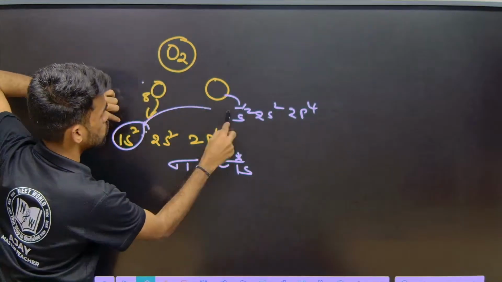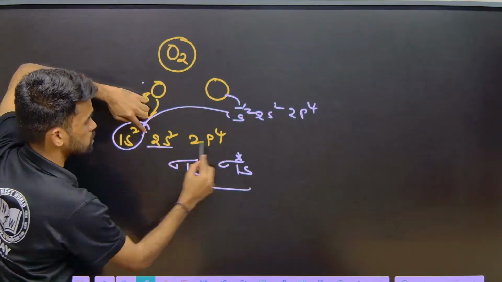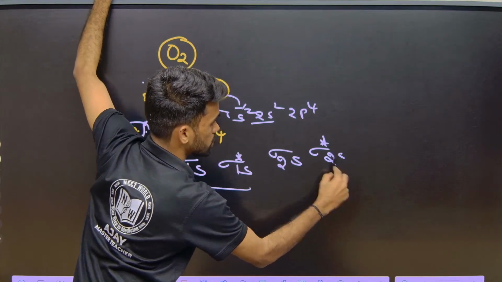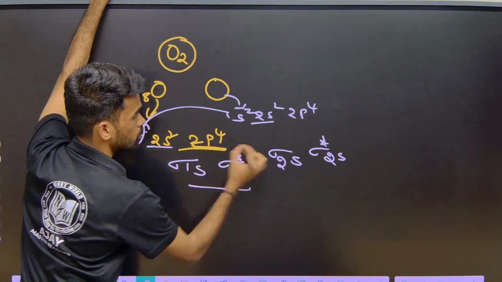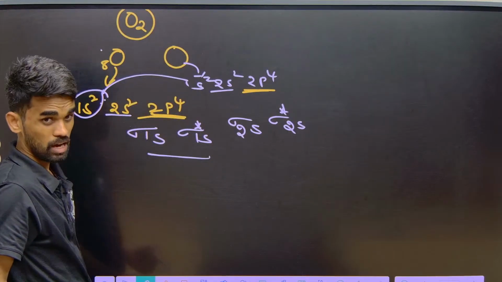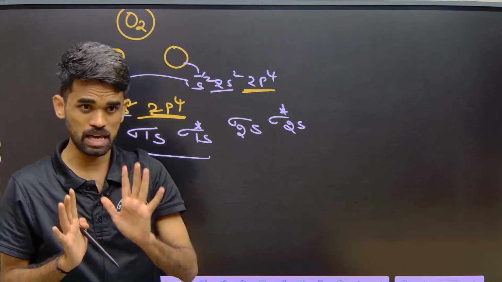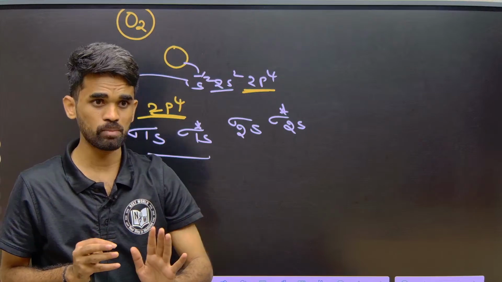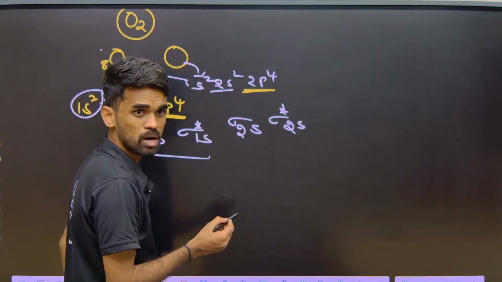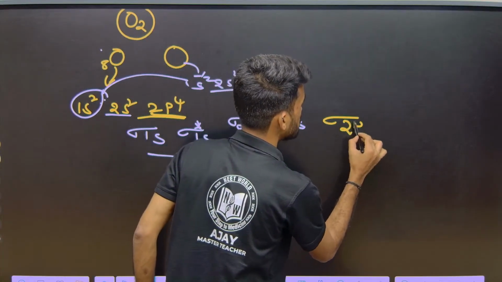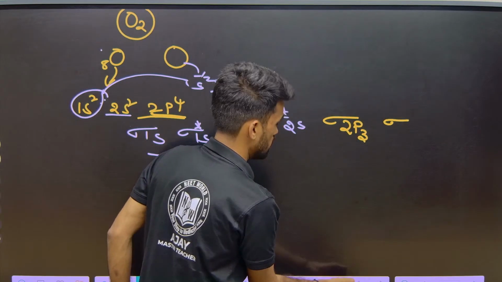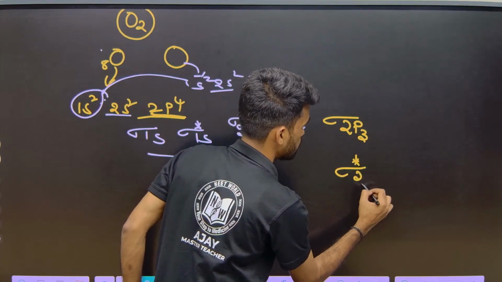Next, you have 2p4. These two overlap to form sigma 2s and sigma star 2s. After this, how many p orbitals are there? Three. Out of that, consider any one orbital as the internuclear axis. By default, I am considering the z axis as the internuclear axis. That will form a sigma bond. So sigma 2pz and sigma star 2pz we are expecting. Keep this sigma star aside.